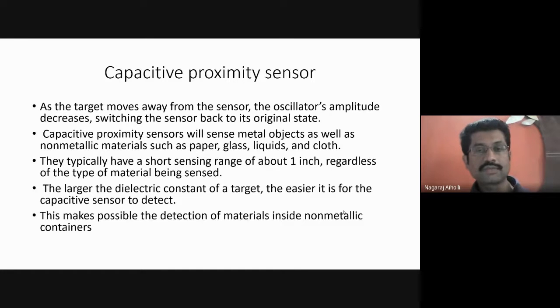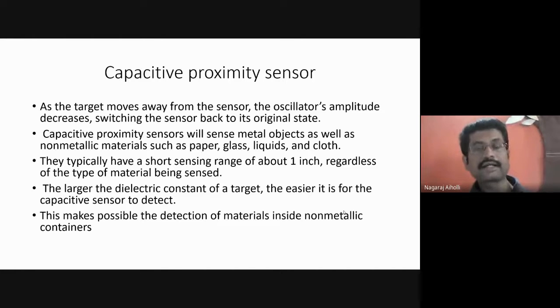Capacitive proximity sensors will sense metal objects as well as non-metallic materials such as paper, glass, liquids, cloth, etc. The range of these capacitive sensors is about 1 inch. That is, the range at which they detect the object is just 1 inch, regardless of the type of material being sensed. The material may be metallic or non-metallic, but the range is fixed. The object should be brought within the 1 inch range, then only the proximity sensor will detect the object. Otherwise, it is not able to detect the presence or absence of the object.